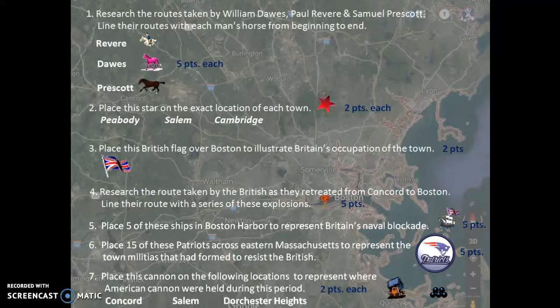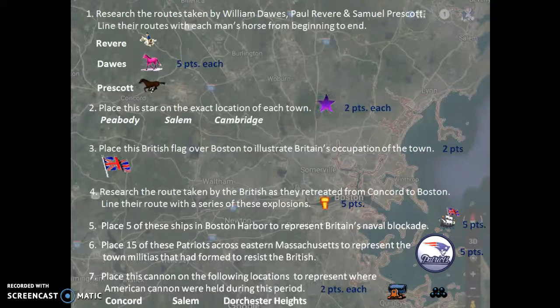And then the town of Cambridge, where the British began their march all the way out to Concord 2 months later on April 19, 1775. Number three, place this British flag over Boston to illustrate Britain's occupation of the town. Number four, research the route taken by the British as they retreated from Concord to Boston.